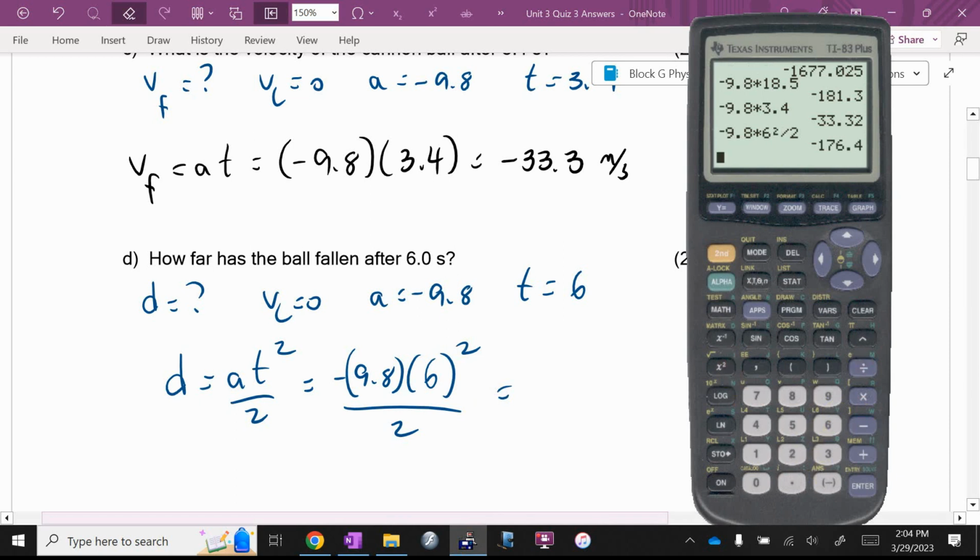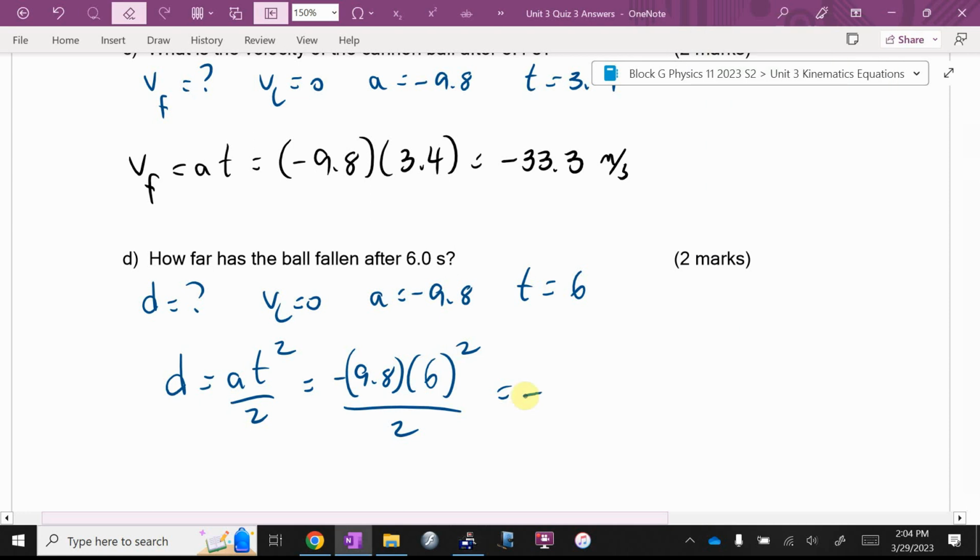What's the negative telling me? After 6 seconds, am I above or below from where I started? Below. When could I be above? I think there's a question later on where we throw something. Okay, then you can be above. And if you're on a cliff, you could be above or you could be below. It's possible to get both depending on how much time has elapsed. Negative 176. Again, if you added the 0.4, I'm fine with that. Meters.